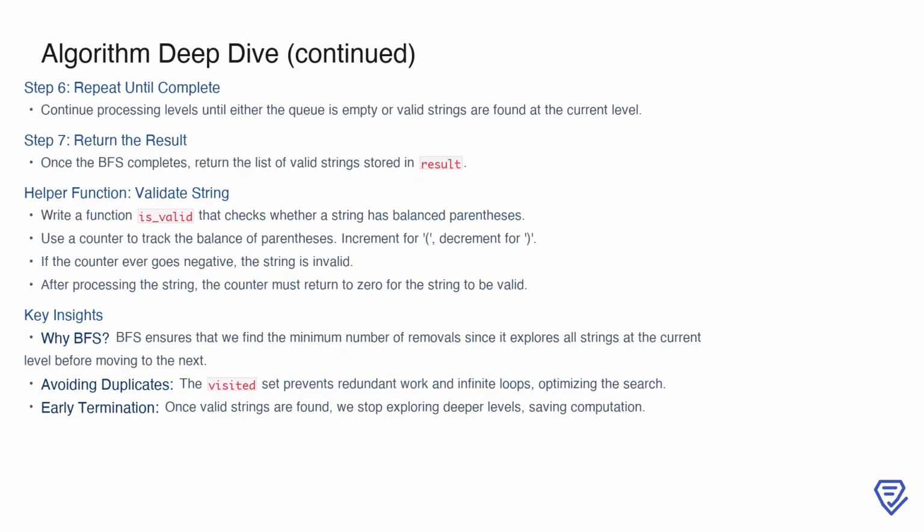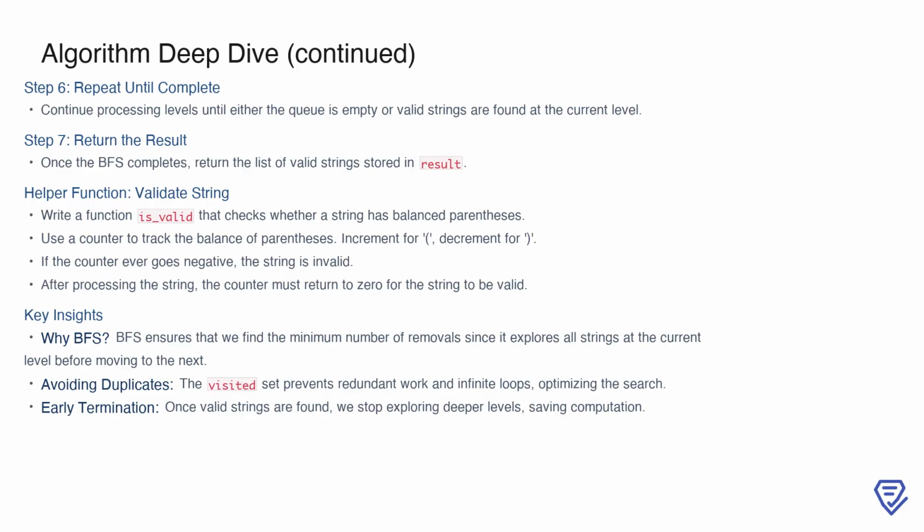To support this, we use a helper function called is_valid, which verifies whether a string has balanced parentheses. This function uses a counter to track the balance of parentheses, incrementing for opening parentheses and decrementing for closing ones. If the counter ever goes negative, the string is invalid. For the string to be valid, the counter must return to 0 after processing all characters.